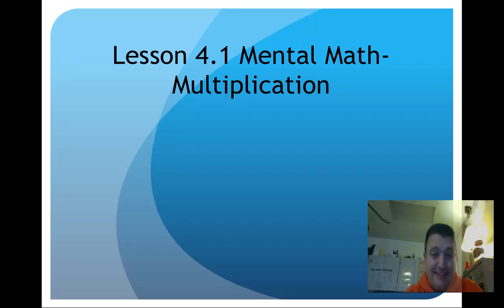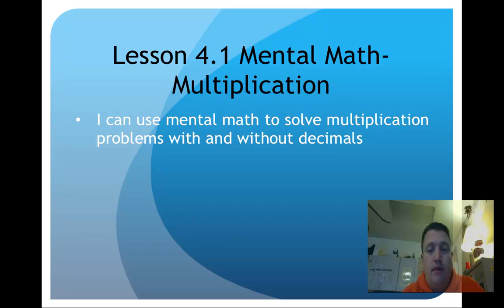Believe it or not, we have made it to Unit 4. Our first lesson is going to be Lesson 4.1, Mental Math Multiplication. Your I can statement: I can use mental math to solve multiplication problems with and without decimals.